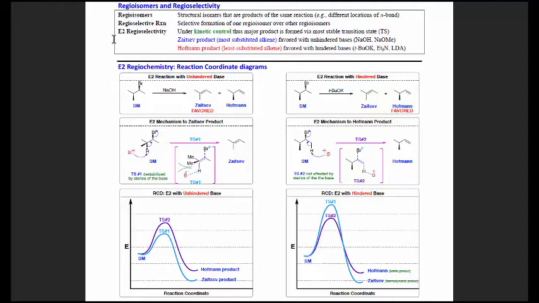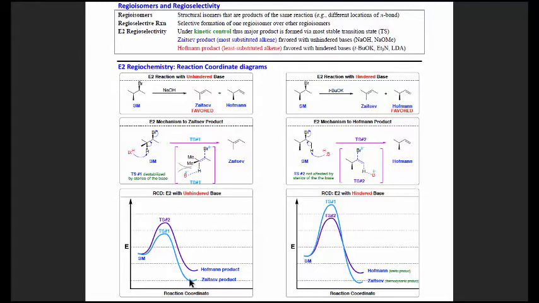One of the key features about the Pelkey E2 handout is its description of the regioselectivity of the reaction. And specifically, he says that E2 regioselectivity is under kinetic control. Thus, the major product is formed via the most stable transition state. And what he's talking about is these reaction coordinate diagrams down here. Basically what he's saying is you're always going to go via the pathway that has the lower hump, that the height of this transition state is the thing that determines which product is formed.